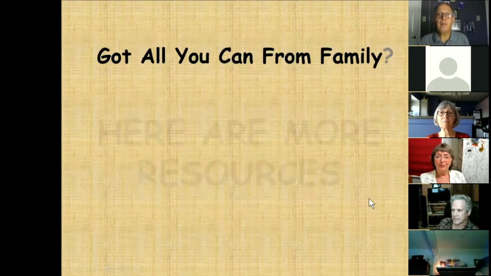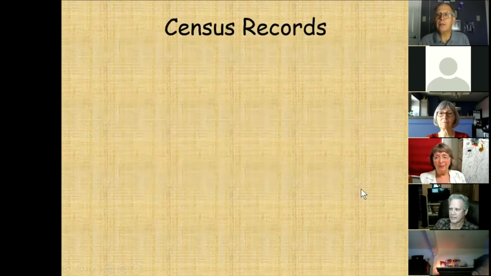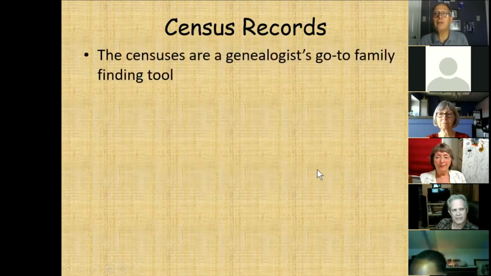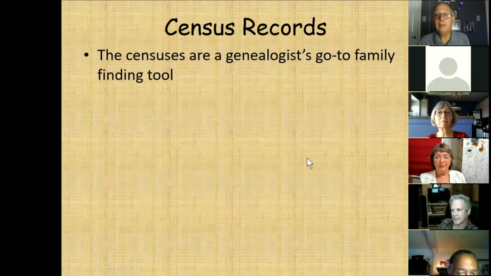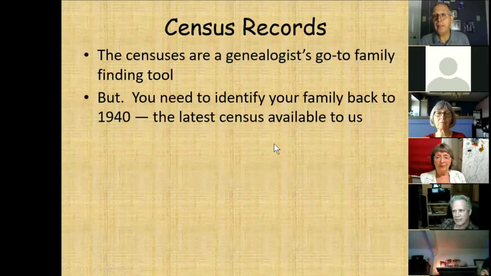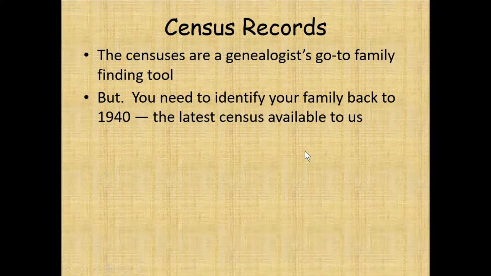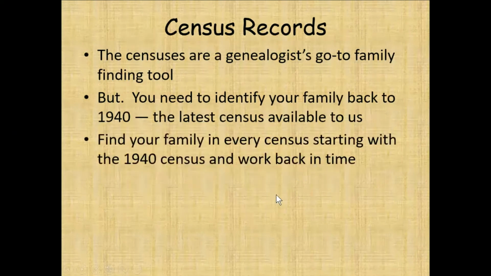Got all you can from family? Here's some more resources. Census records. This is where everybody goes first, and with good reason. It's a great way of locating people and getting a whole lot of family information. But you will need to identify your family, including a full family unit back to 1940. That currently is the latest census available to us for another 2 years. Find your family in every census, starting with the 1940 census, and work back in time.